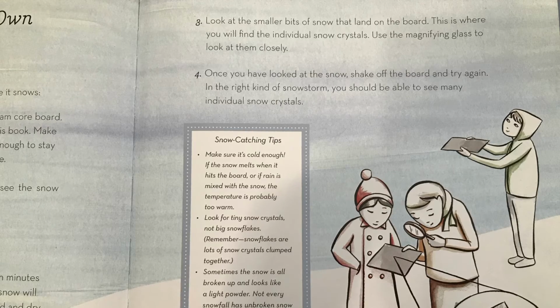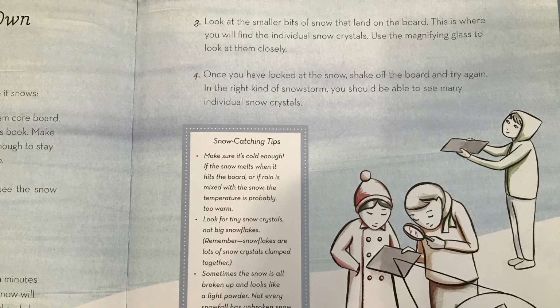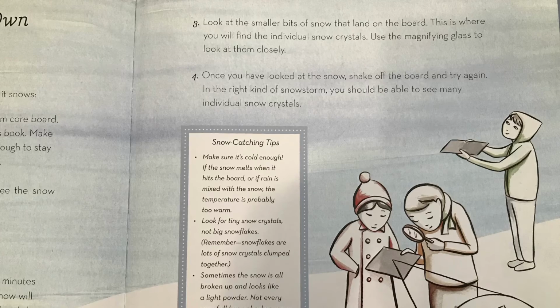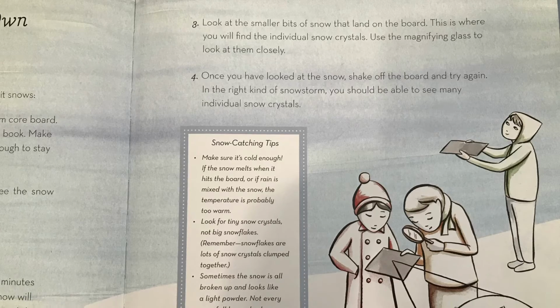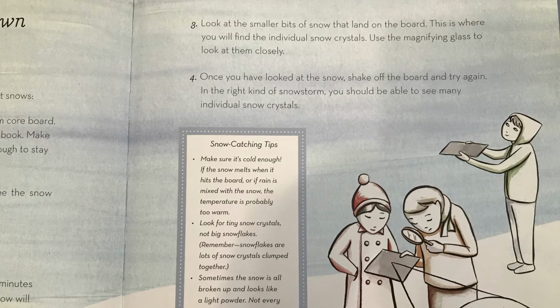Look at the smaller bits of snow that land on the board. This is where you will find the individual snow crystals. Use a magnifying glass to look at them closely. Once you have looked at the snow, shake off the board and try again. In the right kind of snowstorm, you should be able to see many individual snow crystals.